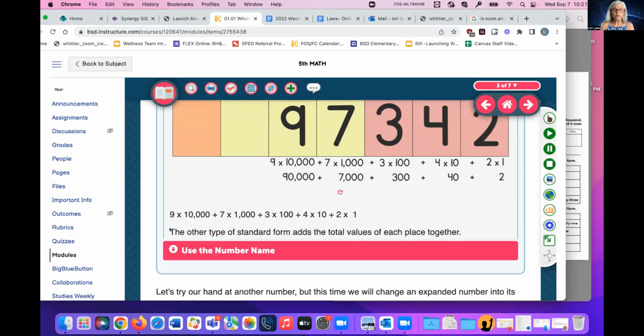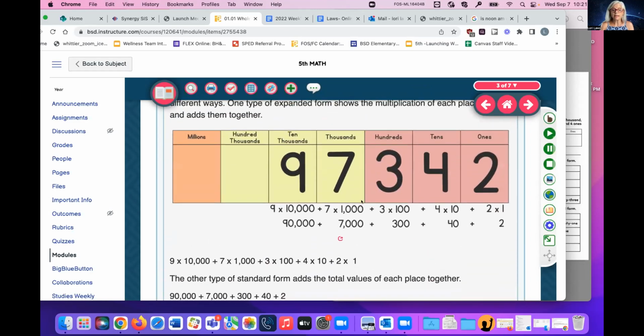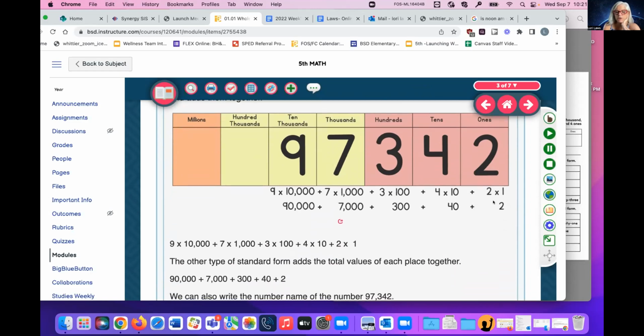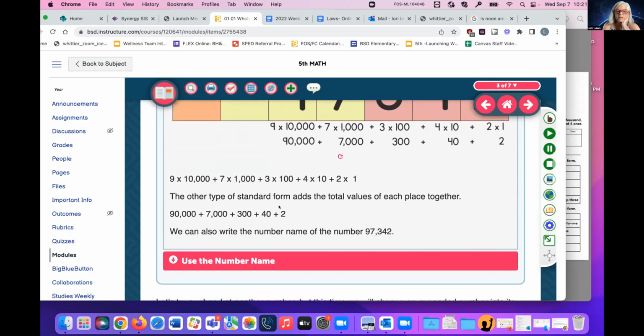Then you need to put in the correct symbols, which is adding it all together. So 9 times 10,000 plus 7 times 1,000 plus 3 times 100 plus 4 times 10 plus 2 times 1. The expanded form is tedious to write. It takes a long time to write it all out. You need to make sure to get each digit represented though. The other type of standard form adds the total values of each place value together. Sometimes they'll call this expanded form.